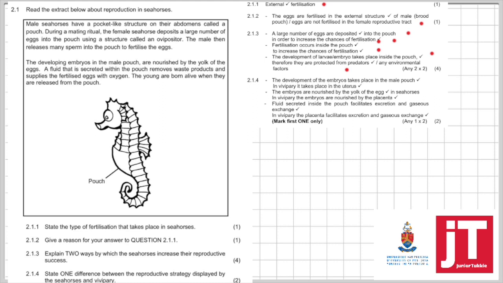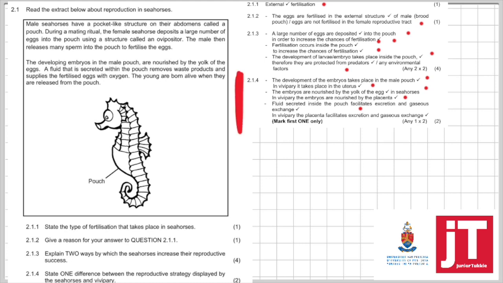Well, the development of the embryo takes place in the male pouch, whereas in vivipary, it takes place in the uterus. Embryos are nourished by the yolk of the egg in seahorses. In vivipary, the embryos are nourished by the placenta. The fluid secreted inside the pouch facilitates excretion and gas exchange, whereas in vivipary, the placenta facilitates excretion and gas exchange.